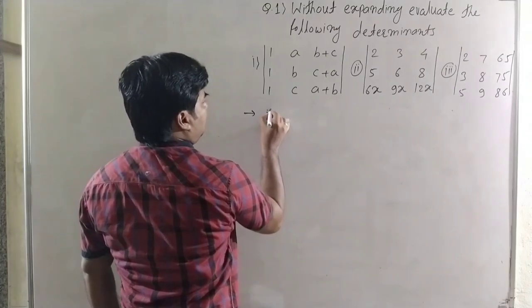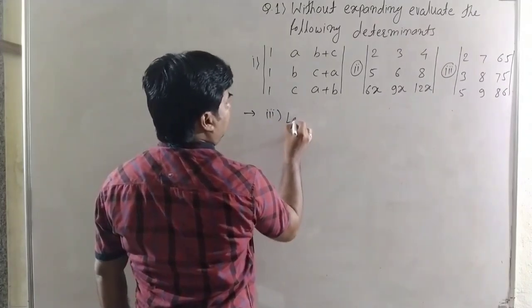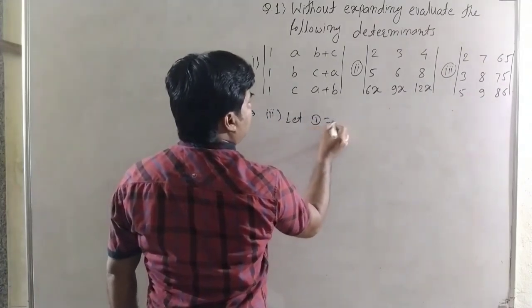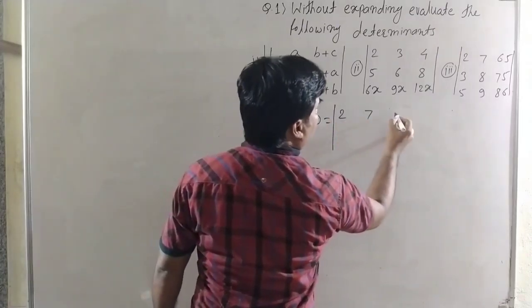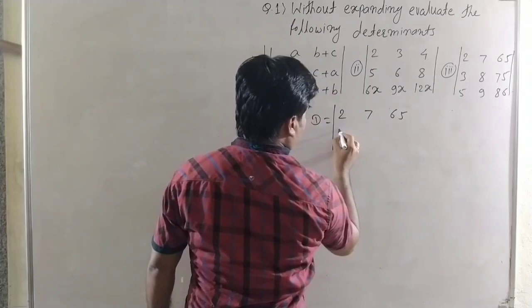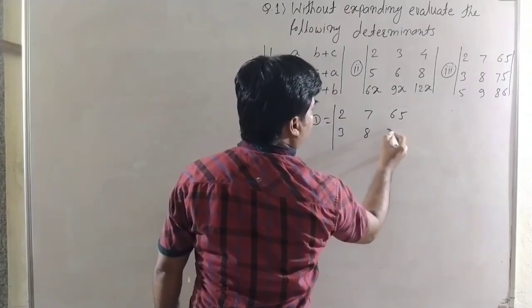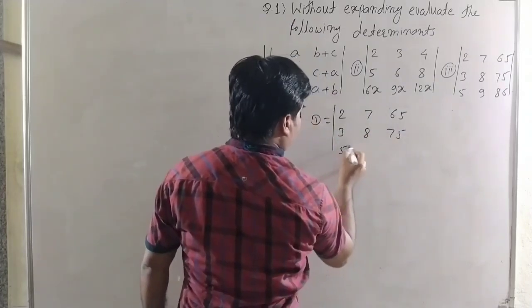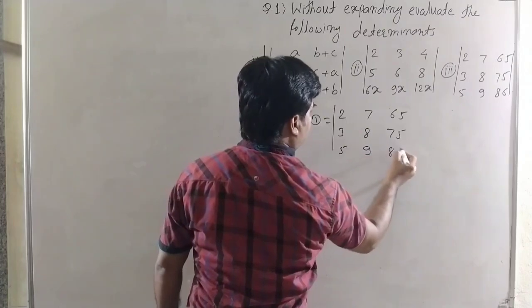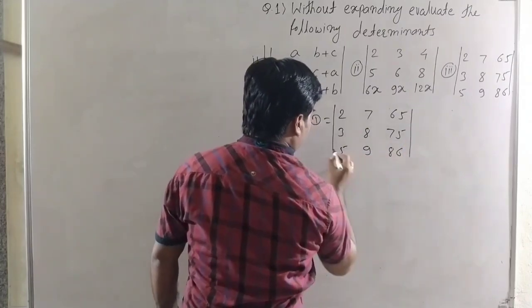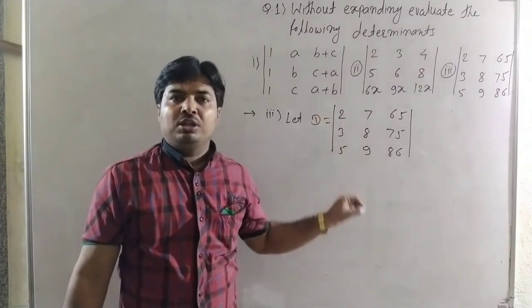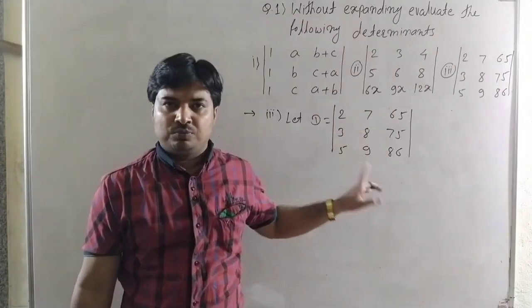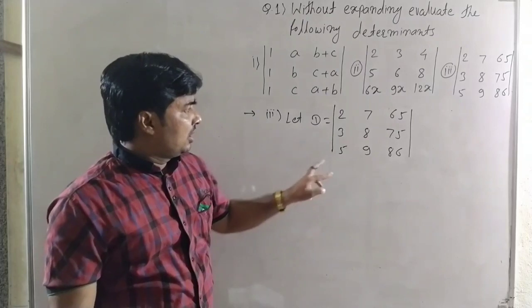Here in the third example, let the determinant be with rows 2, 7 and 65, then 3, 8 and 75, then 5, 9 and 86. Here we want to find the value of the determinant without expanding. Just see carefully, without expanding.